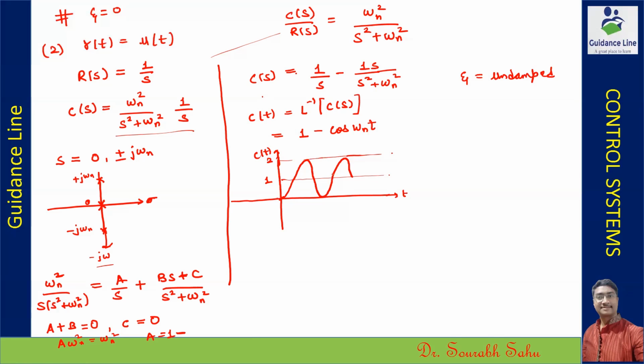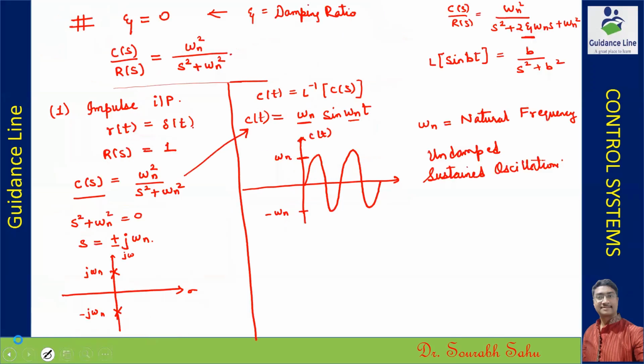Now since we have applied a unit step input over here, this value moved to this particular location. Is this understood? But in the previous case we had a sustained oscillation which is represented over here like this only.